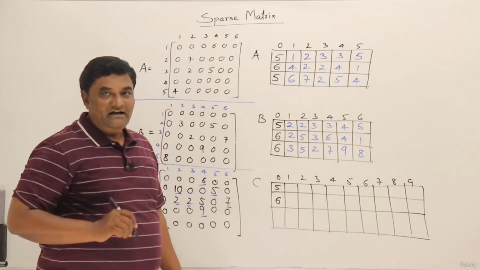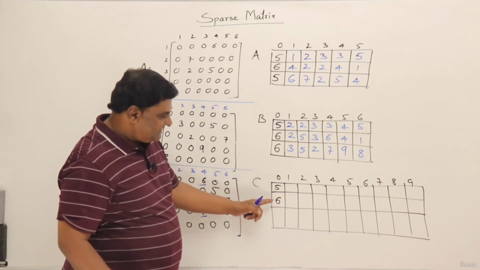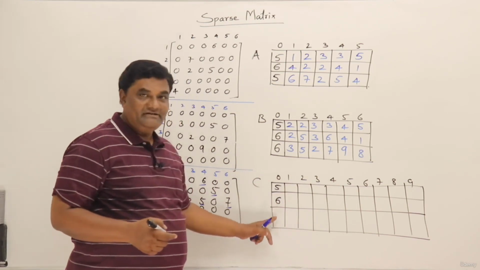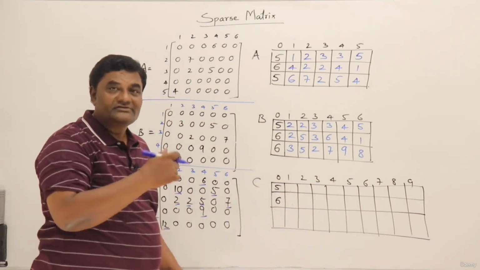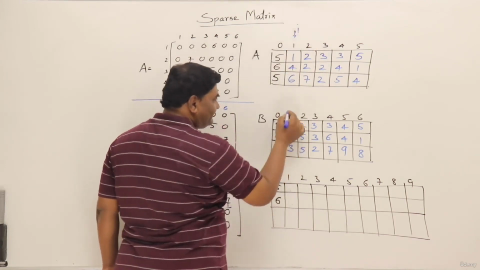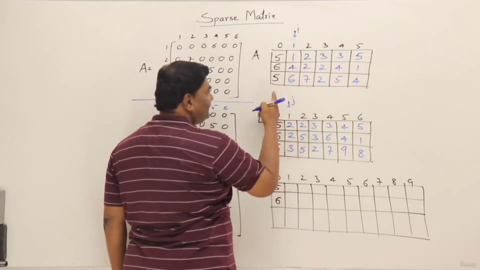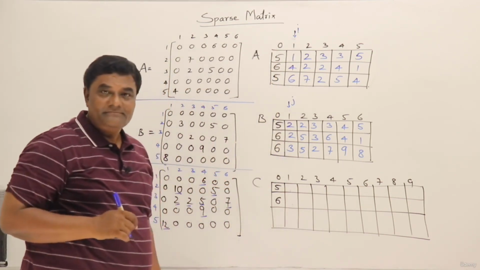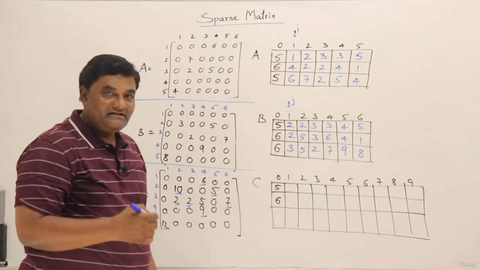Now let us start adding them. The dimensions are 5 and 6. I don't know how many elements I may be getting. Once I get the number of elements, I will update this one. So let us start adding. For adding, I will go on the first term of this one, let us say i, and the first term of this one, let us say j. See, this 0th index has the dimension and number of elements.